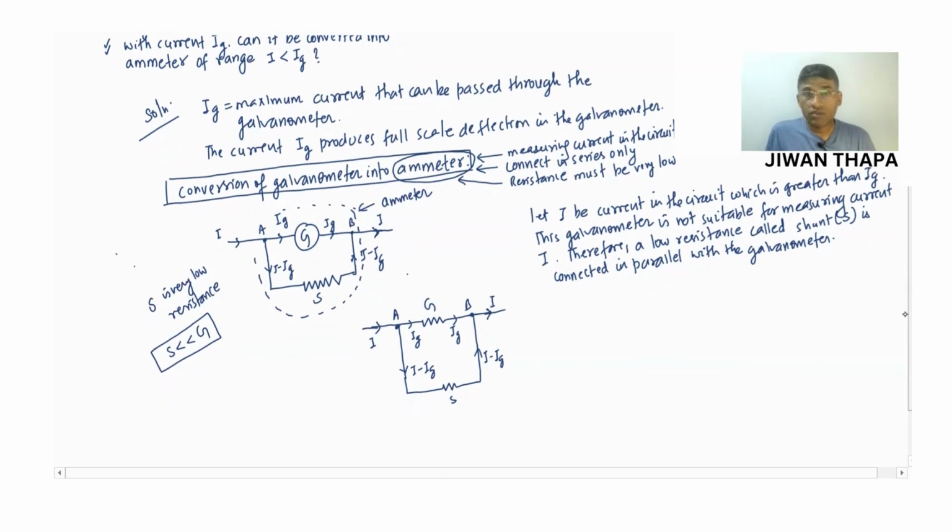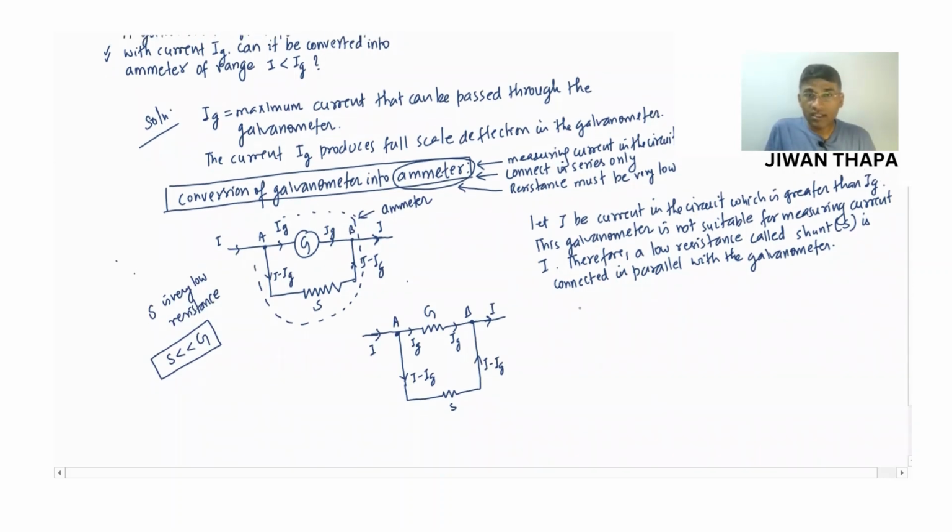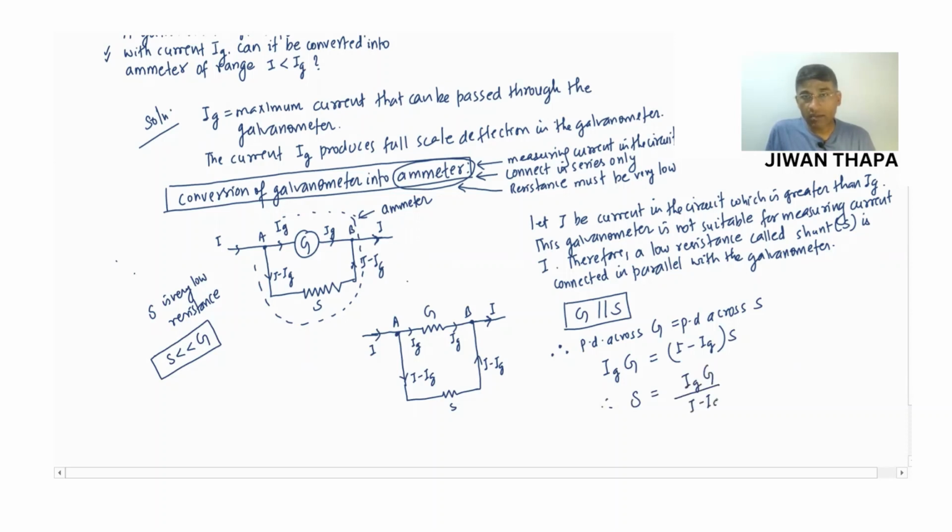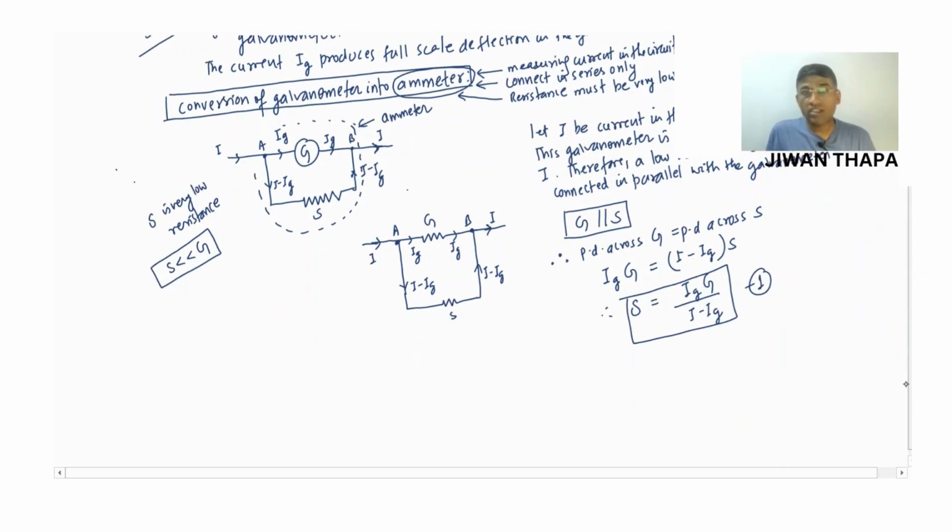Now, what we find is that G is parallel to S. So therefore, the potential difference across G equals the potential difference across S. So we find Ig times G equals I minus Ig times S. Therefore, S equals Ig times G divided by I minus Ig. So let us call it equation 1. So this is equation 1.